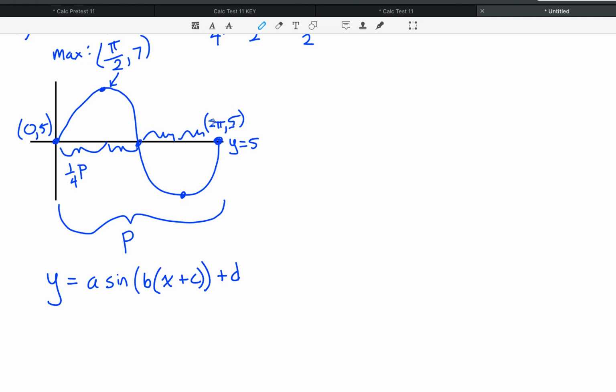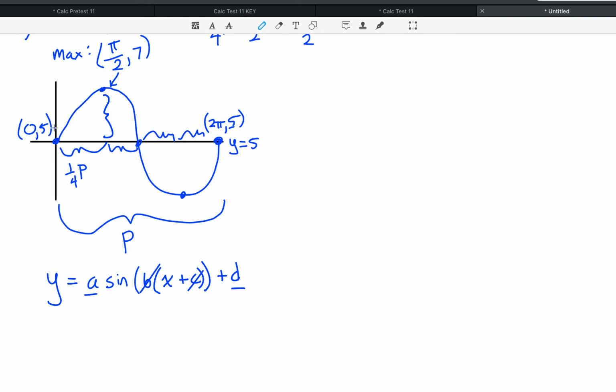And what we've just discovered right here is the period does not change, which means this b, there isn't one. There is no number right there. Also, there's no phase shift, this c right here, because I'm starting on this y-axis. If I start on the y-axis, you don't need a phase shift, which means I'm only after two variables for this problem. First of all, what is the amplitude? What is this distance right here?